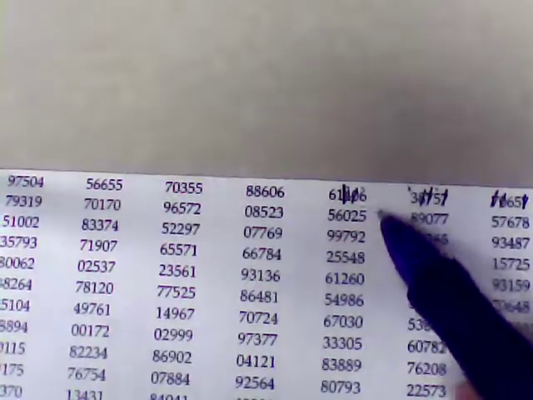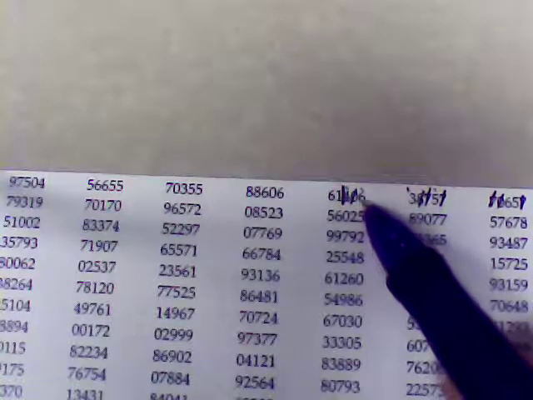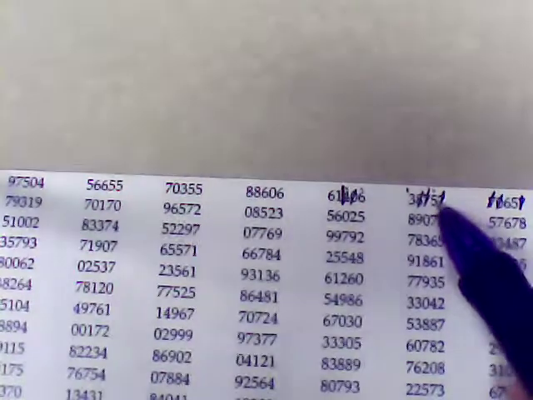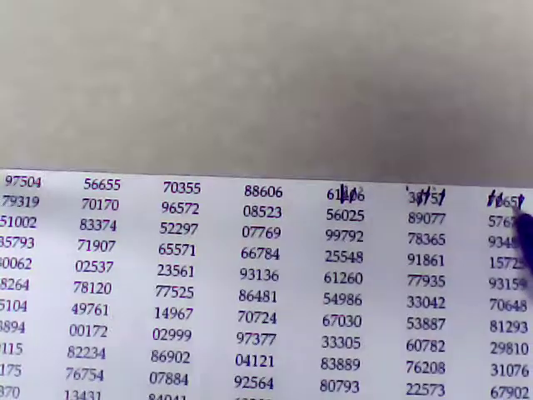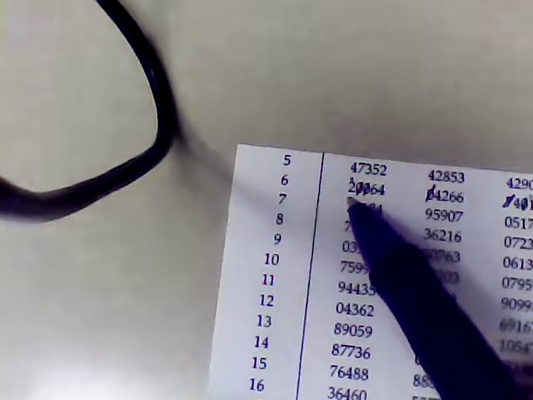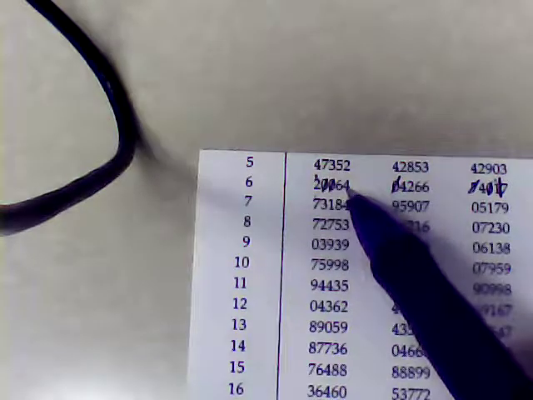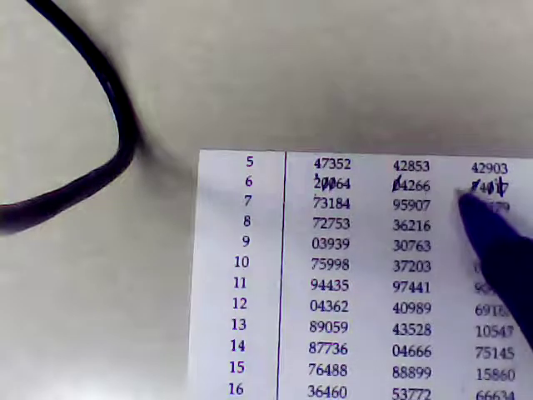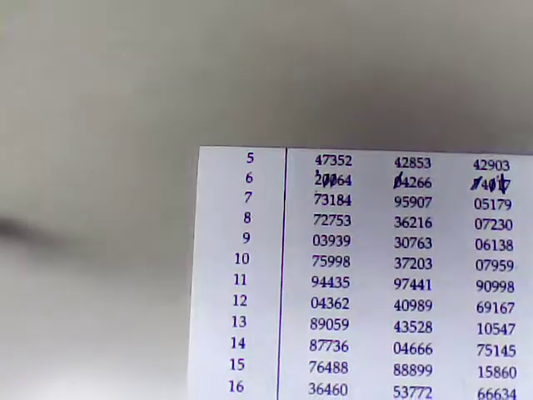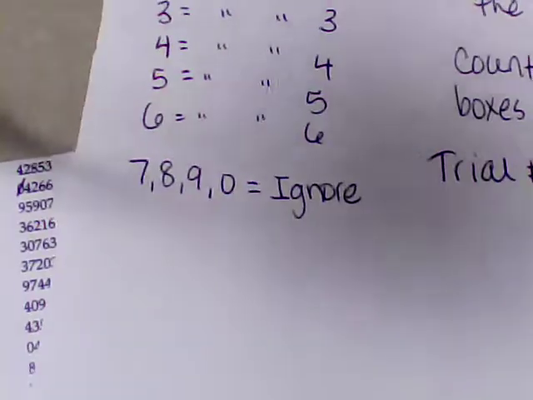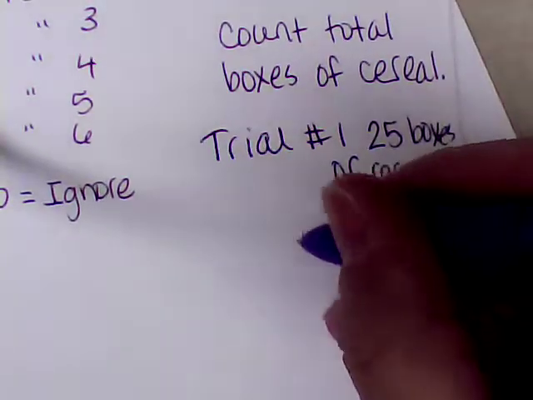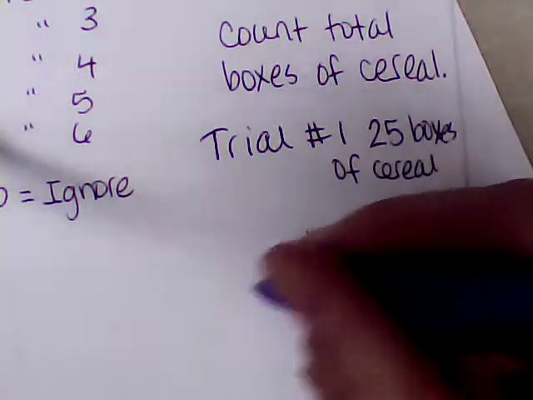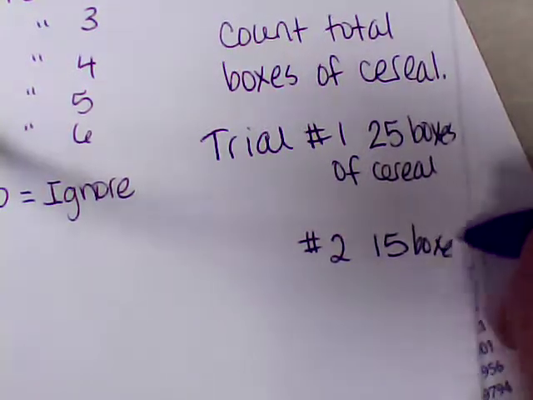Okay, so how many pens did I actually look at? I don't want to count the numbers that I'm ignoring. So let's see, it took 1, 2, 3, 4, 5, 6 were duplicates. 6. There's 7, 8, 9, 10, 11, 12, 13, 14, and 15. Okay, so that was not as many. So I'm just going to add that. Trial number 2 was 15 boxes.